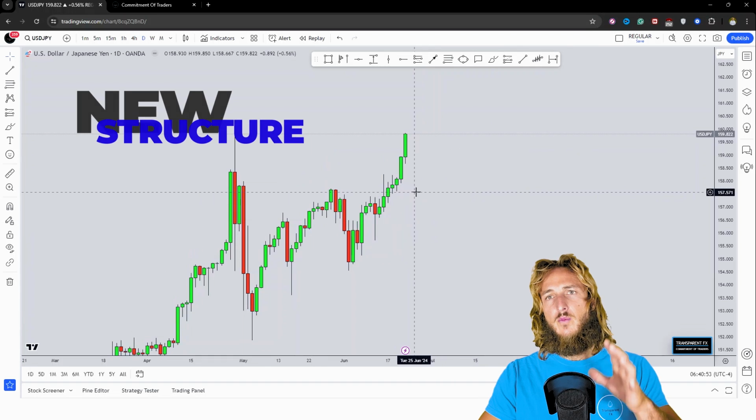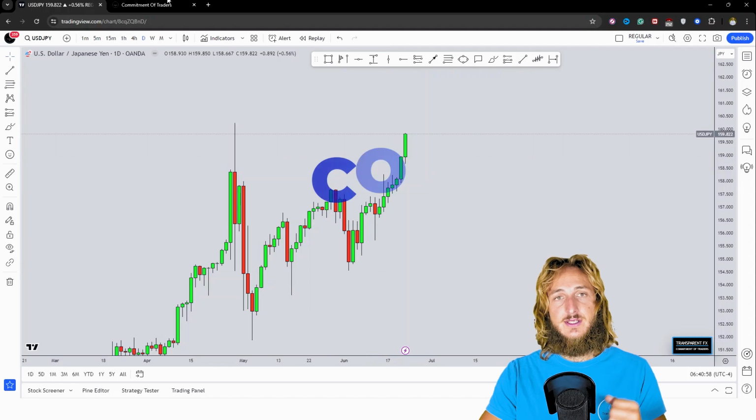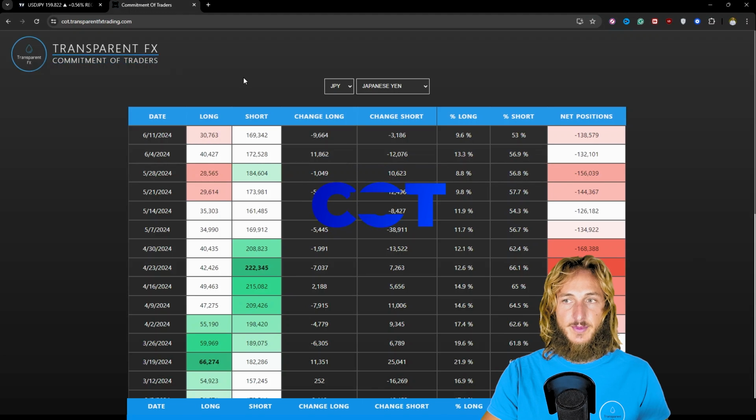Well, before we go more into detail into what we have here from a technical perspective on the daily, first, let's go and see what we have when it comes to the commitment of traders.